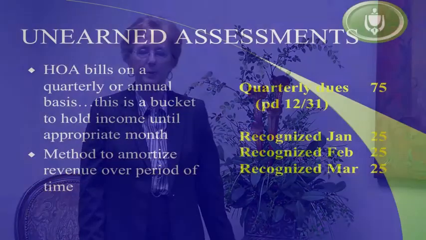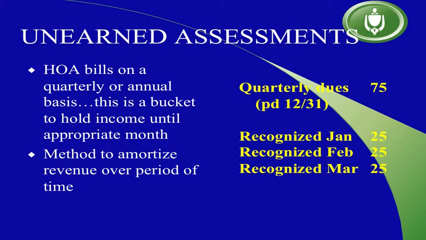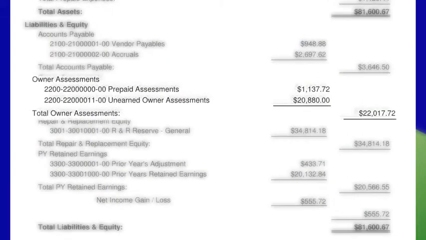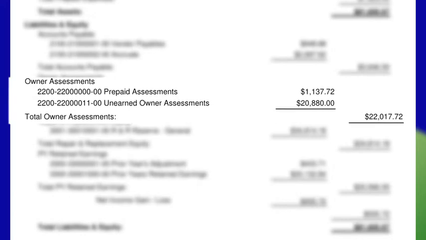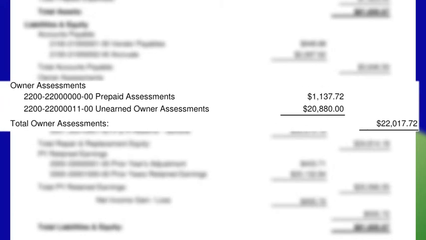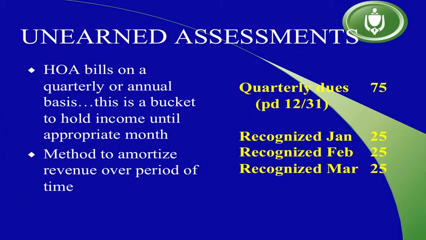Another item you will often see on the balance sheet are unearned assessments. When an association has quarterly or annual assessments, they will send out a bill to the owners. If that revenue is sent to the income statement right then, you have the effect of loading up a particular month for revenue rather than recognizing it pro-ratably over the year. So this is a temporary bucket to hold that revenue until it can be recognized in the appropriate month.